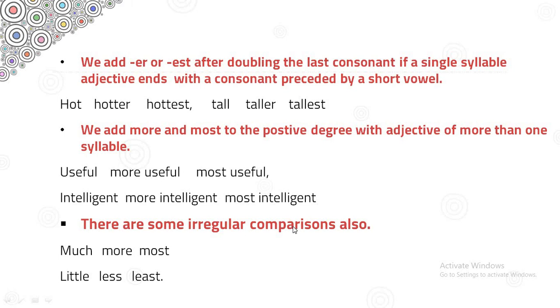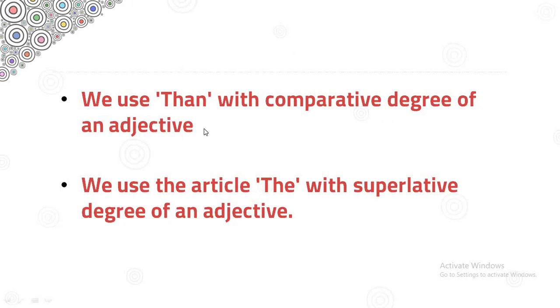Now there are some irregular comparisons also, as in much, more, most. Positive, comparative, superlative. Little, less, least. Positive, comparative, superlative. The more we use them, the more clear they will be to us. There is one more thing we have to pay attention to. We use than with the comparative degree of an adjective whenever we make a comparison, like today is hotter than yesterday. In the superlative degree, we use the article the, like today is the hottest day. So it is talking about the superlative degree.